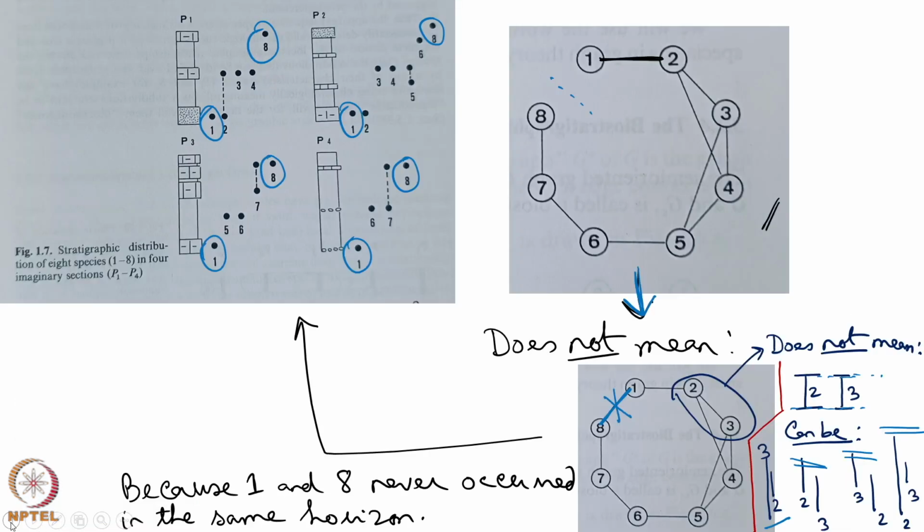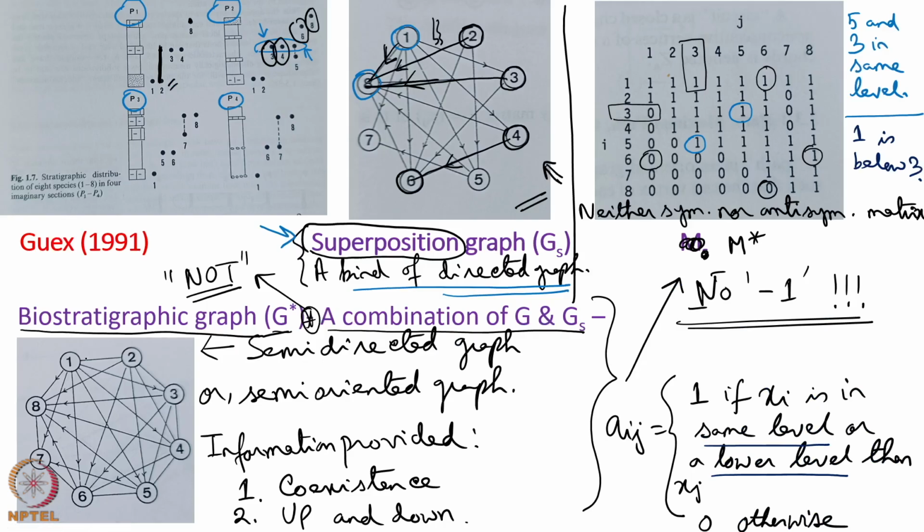For example, here 1 and 2 are connected, 2 and 3 are connected, 3 and 4 are connected. Similarly, 4 to 5, 5 to 6, 6 to 7, 7 to 8 and then 3 to 5 are connected and 2 and 4 are connected.